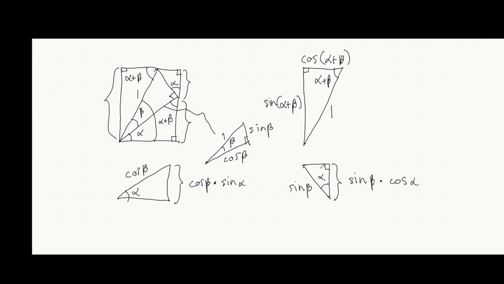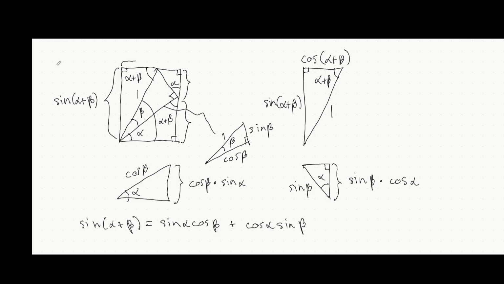And so we have just shown that the side length on the left, which is sine of alpha plus beta, writing them in the right order in order to appear the same as our formula, is sine alpha cosine beta plus cosine alpha sine beta.